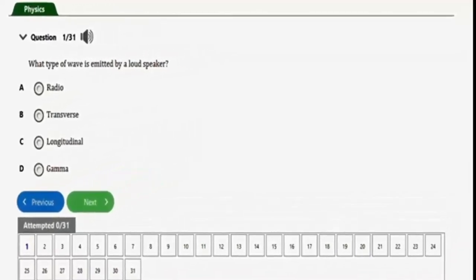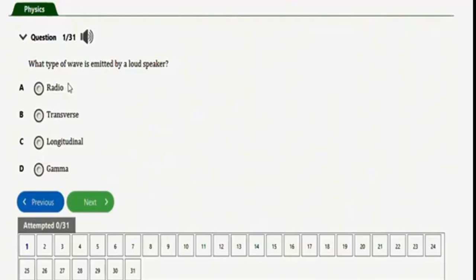In this video, we're going to learn how to solve these physics repeated questions under properties of wave. Alright, so we have 31 questions of practice for this subtopic, properties of wave. So let's get started. The first one I have here says, what type of wave is emitted by a loudspeaker?